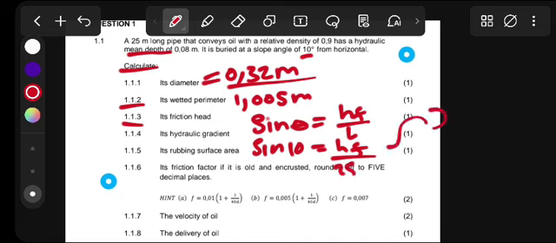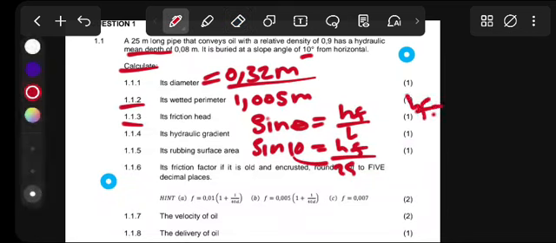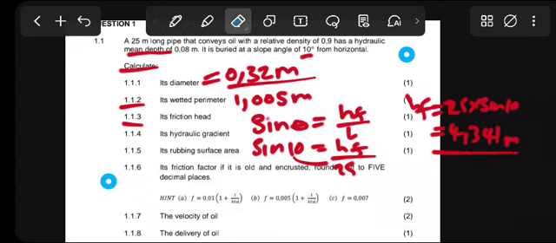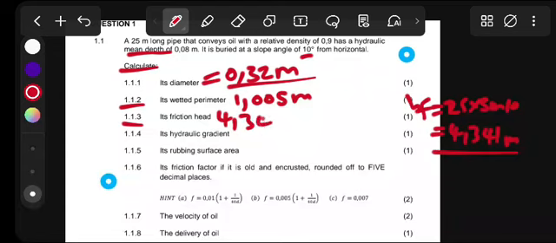HF, you multiply that side, will simply equal 25 multiplied by sine 10. So this will be equal to what? 4.341 meter. So that is what we have so far. Those are the necessary steps. 4.341 meter.